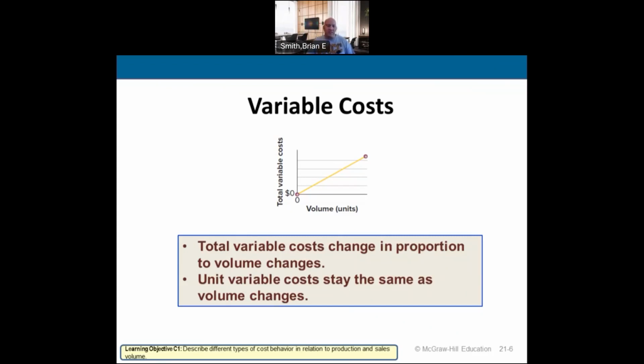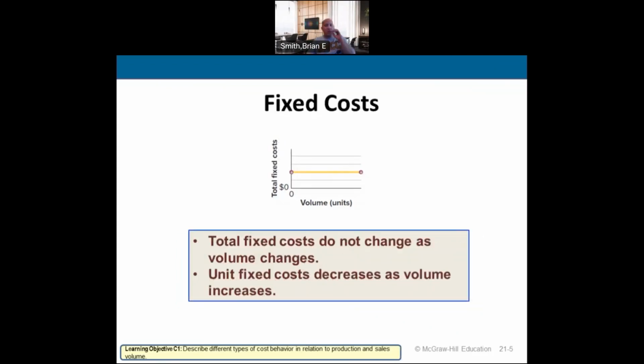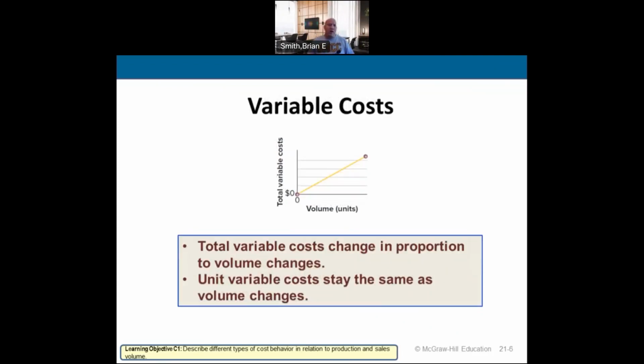Now, what it's saying on the second bullet point is that unit variable costs, or excuse me, the first bullet point. I'm sorry, maybe go back to the fixed cost really quick. The first bullet point is what's illustrated by the graph that you're seeing on the screen. On the variable cost, it's the second bullet that's being displayed on the graph on this slide. Total variable costs are going to change in proportion. Hold on, I have to read that again.